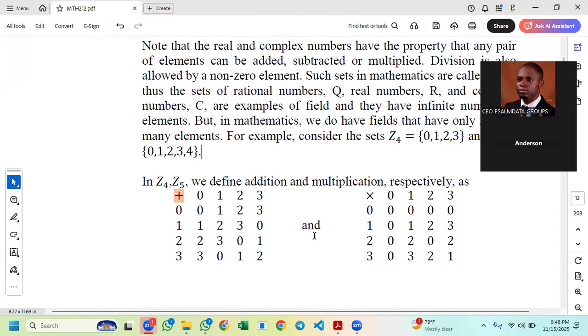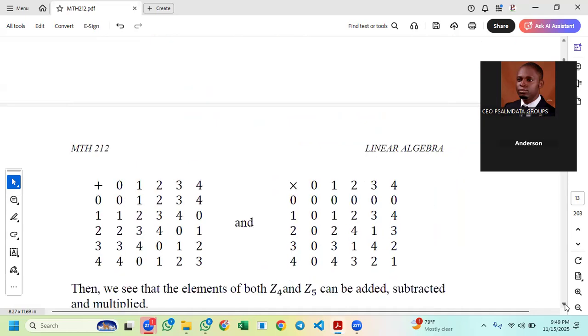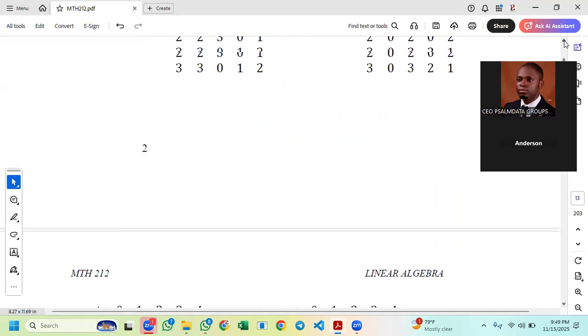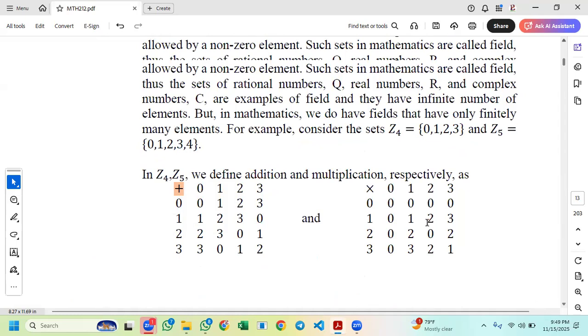Okay. You know, why I'm asking this question is because they said in Z4 and Z5 we define addition and multiplication. So at the point where we added 3 to 1, we got 0. So I'm thinking, are we dealing with Z4 or Z5? Yes, you see this first one you are looking at here, both this side is addition of Z4. This one is multiplication of Z4. Z5 is below. Okay, look at it here, Z5 makes more sense. Okay, I think I get the point, because from what I'm saying here, immediately we get a value equal to 4, it reverts to 0.